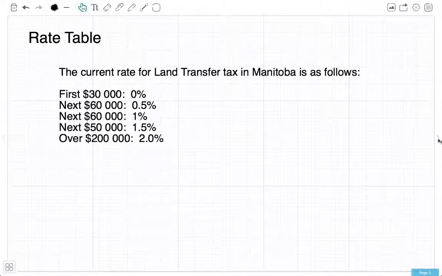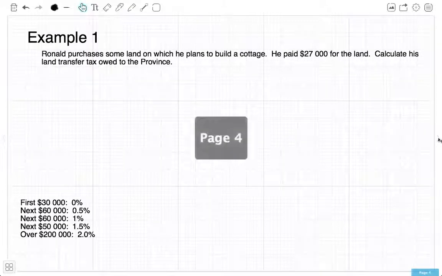Land transfer tax is calculated using a graduated percentage rate table, which is what causes a lot of the problems, because most of the examples of calculating land transfer tax have several steps as you have to work your way through the table and all the different tax rates associated with the different levels. So we'll go through some examples and take a look at how that works.